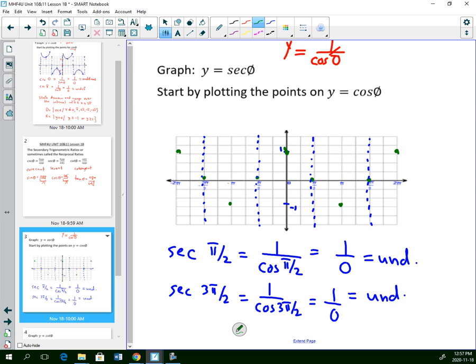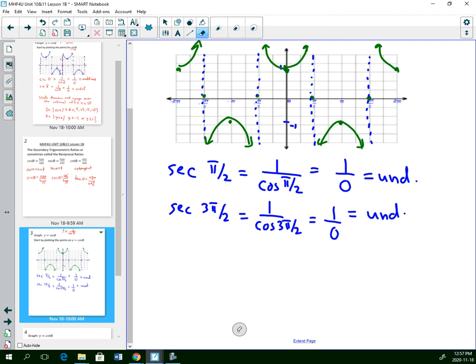Any maximum becomes a minimum, and a minimum becomes a maximum. So they turn upside down. So there's my graph of secant. It looks just like cosecant, except the vertical asymptotes are in a different location. Just like sine and cosine look a lot alike, except they start at a different point. They're shifted. So x is any number, and I'm just going to list the places where it's not valid.